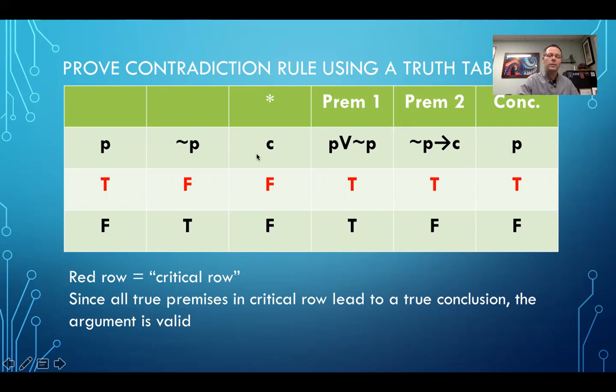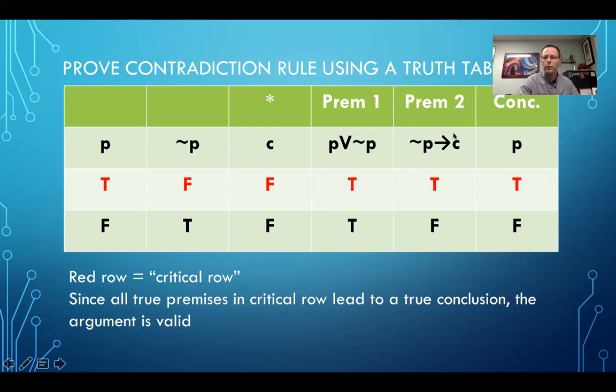And the nice thing is this really just has two rows because we have one atomic statement. So we can say P could be true or false, which would mean not P is false or true. A contradiction is always false. P or not P is always true. It's a tautology. So this is a pretty easy truth table to fill in.